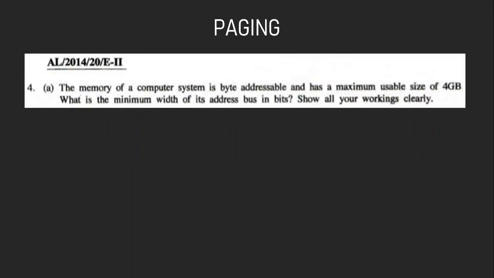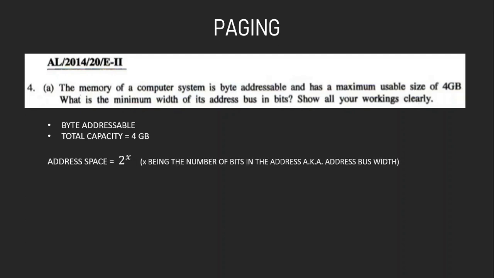So the next question: the memory of a computer system is byte addressable and has a maximum usable size of 4 gigabytes. What is the minimum width of its address bus in bits? So now we've got a different question. What we know is that it's byte addressable, and we know the total capacity, but we don't know its address bus width. So we have to work backwards. So the address space would be 2 to the power x, x being some number of bits in the address. Okay. So that's the answer that we have to find.